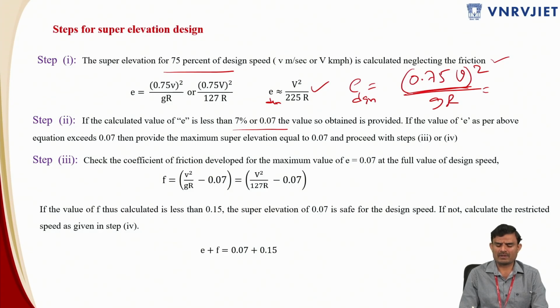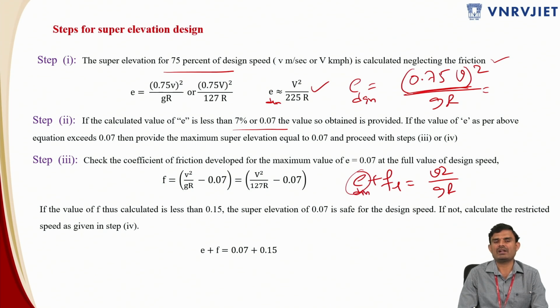So in a plain terrain, if the superelevation has crossed 7%, then you have to go with the second step, where we have to take E plus fL is equal to V square by GR. Here we need not take V design or 75% as the speed. Here we have to take the full speed. So E plus fL is equal to v square by GR, and if the calculated superelevation E design is more than E maximum, then you restrict the value of E design to E maximum.